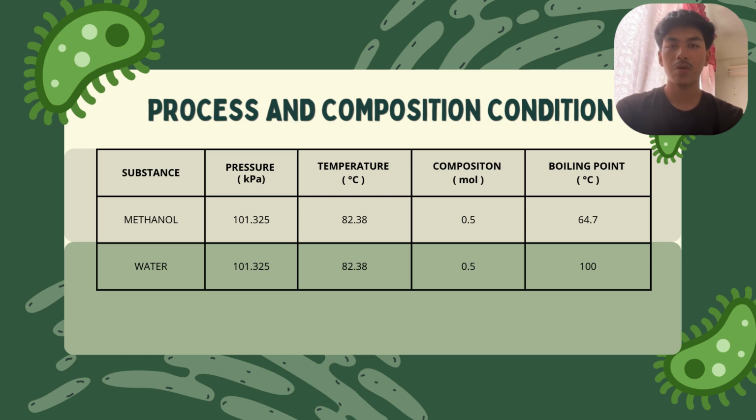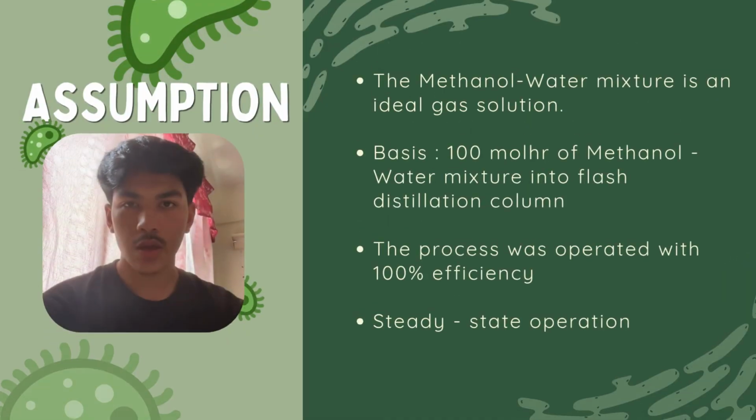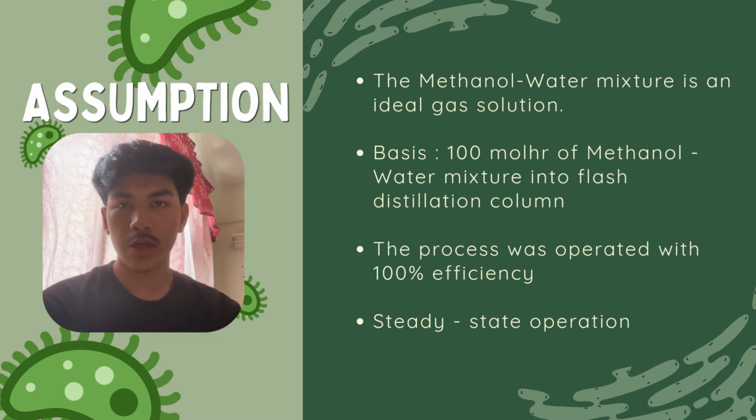Methanol has a boiling point of 64.7 degrees Celsius, while water has a boiling point of 100 degrees Celsius. Since methanol has a lower boiling point, it is more volatile and vaporizes more easily than water during flash distillation. This difference in volatility is the main principle used to separate the two components. Next, I will explain the assumptions used in our calculation.